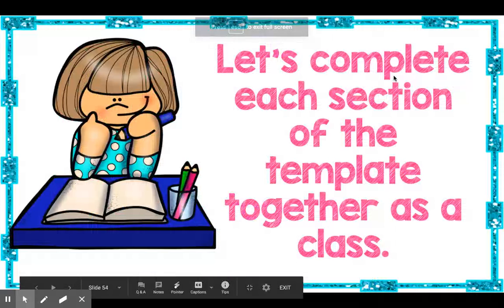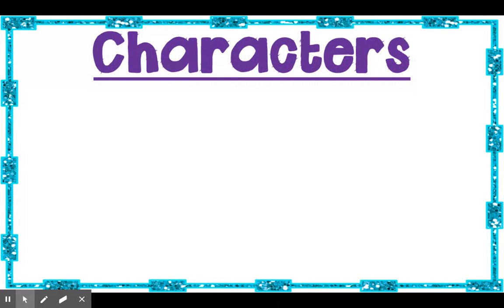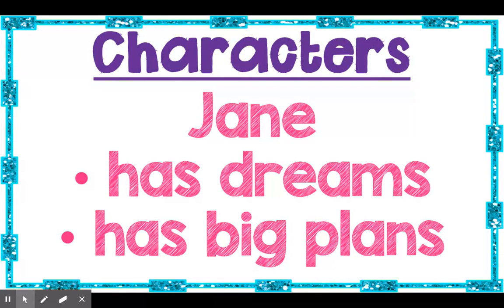Let's complete each section of the template together as a class. First, we're going to talk about the characters. Think about the characters in the story. Jane was a character, and let's think a little bit about her. Jane has big dreams. She has big plans. Let's get that on our template.